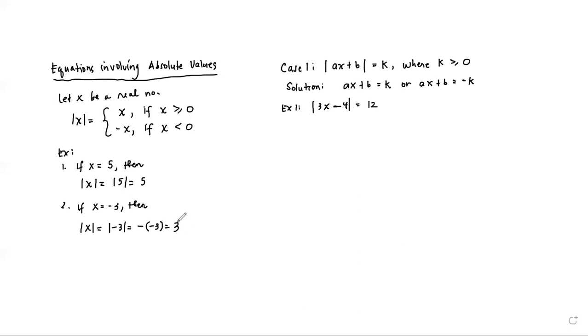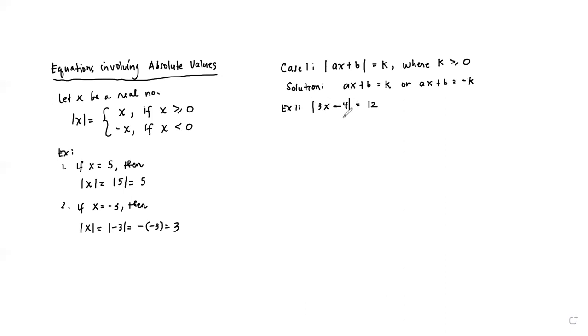Now, in solving for equations having absolute values, we will consider three cases. So case number one is whenever the absolute value of ax plus b is equal to k, where k is non-negative, or whenever k is greater than or equal to 0. So to solve this type of absolute value equation, we have to solve the two equations ax plus b is equal to k, or ax plus b is equal to the negative of k.